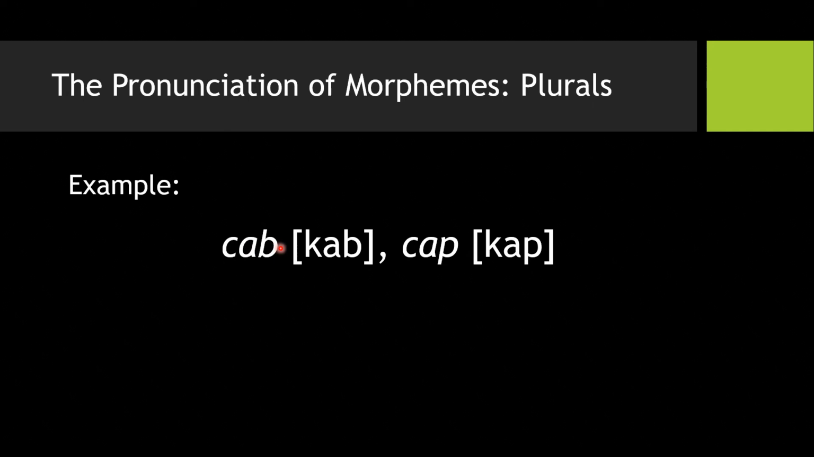The phoneme b, this consonant, is voiced. So if we add the plural morpheme s, it will be read as cabs. On the other hand, if you add s here, since the final sound, p, is voiceless, the sound of the morpheme s here is s. So we have caps. This one, cabs. This one, caps.